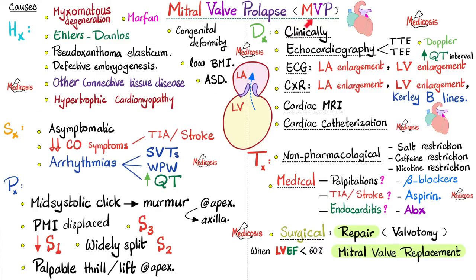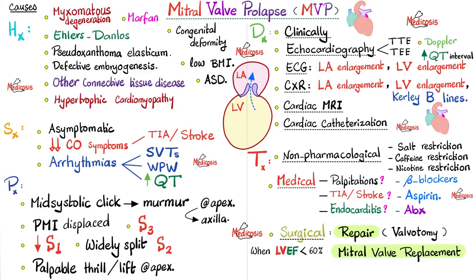Symptoms. Most patients with mitral valve prolapse are asymptomatic, especially if it's just a prolapse without mitral regurgitation. If there is mitral regurgitation, less blood will enter the aorta, less blood will be distributed to the organs, so we get low cardiac output symptoms. These include, in the brain, TIA and stroke; in the heart, angina and infarction; in the muscles, less blood flow equals muscle weakness; in the kidney, less blood flow equals pre-renal azotemia, which causes oliguria.